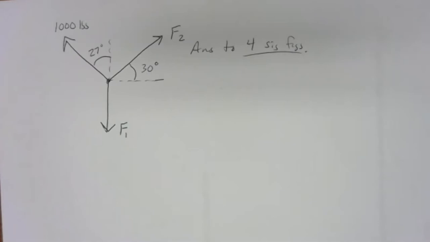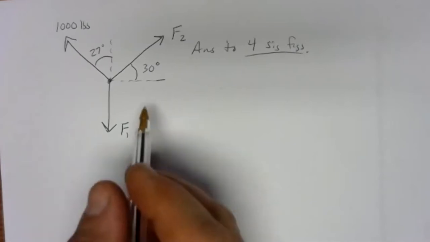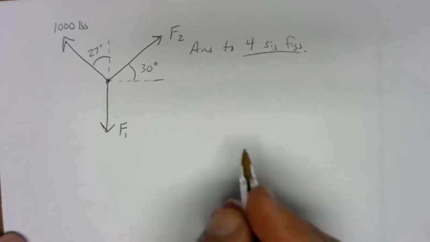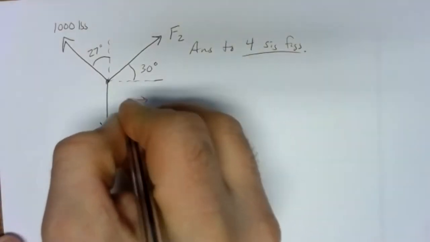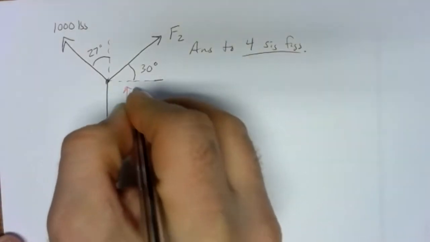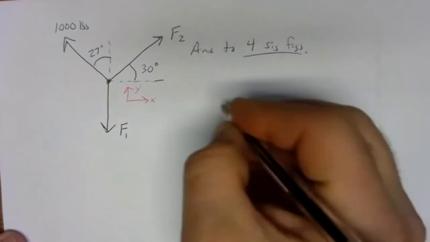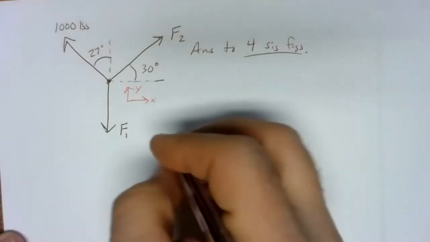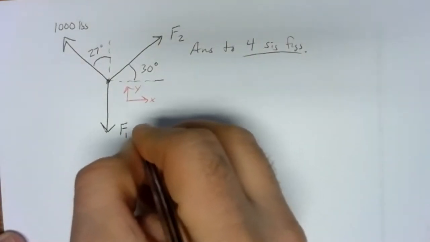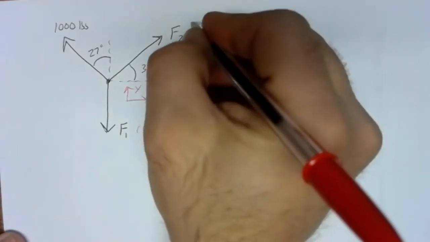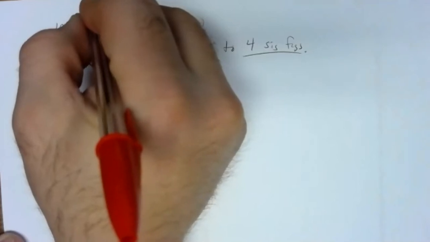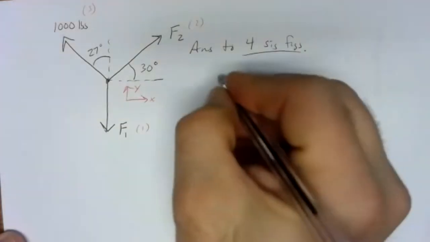All right, so let's take a look at the solution here. So we've already got our free body diagram. All we need to do is define what our coordinate system is going to look like, and we'll use X and Y there. Standard setup. We've got our 3 vectors here, so we'll identify F1 as vector 1, F2 as vector 2, and our 1,000-pound force as vector 3.